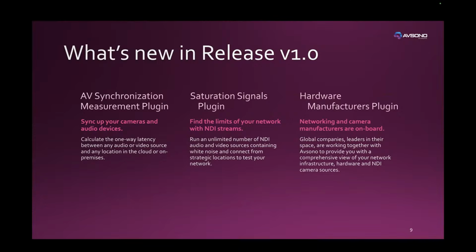So you're going to be able to generate saturation signals from NDI. Select what kind of compression you want, so you can control the bandwidth and frames per second. And there's another agent picking up those signals, and it's going to give you the stats of your network. That way you can test the limits.